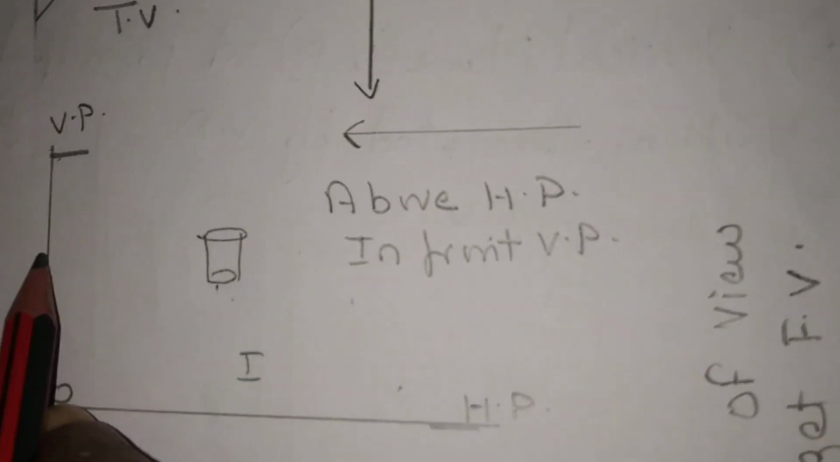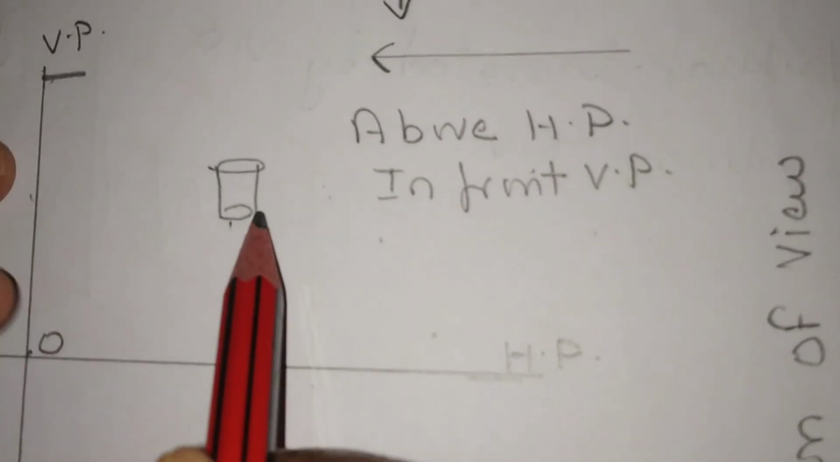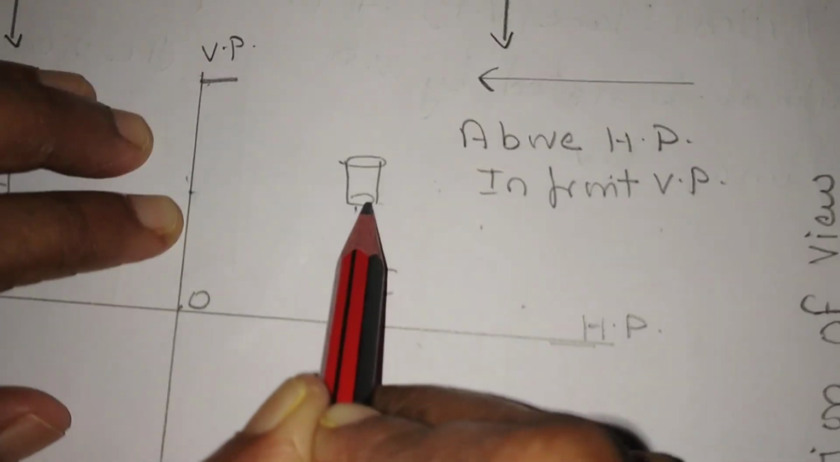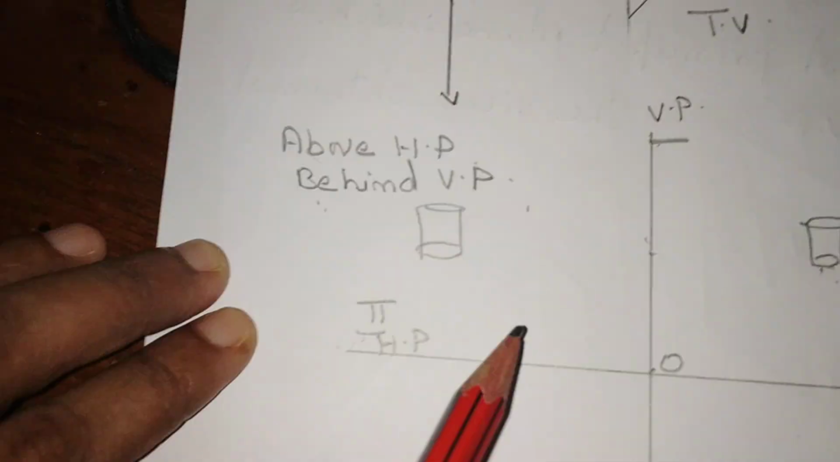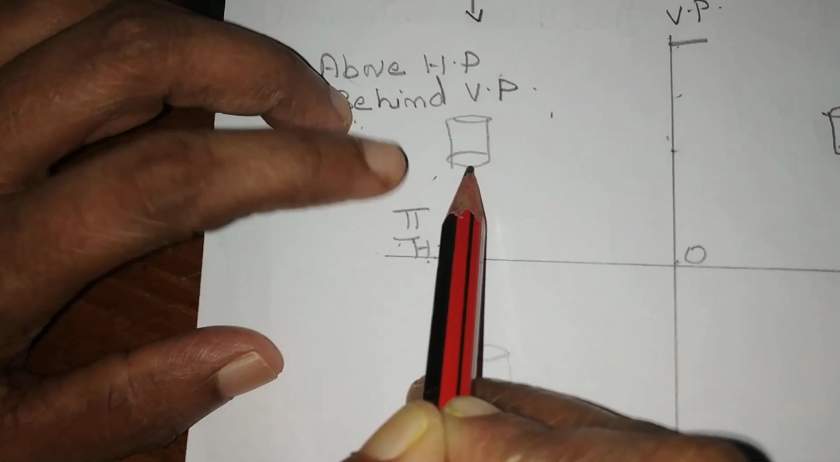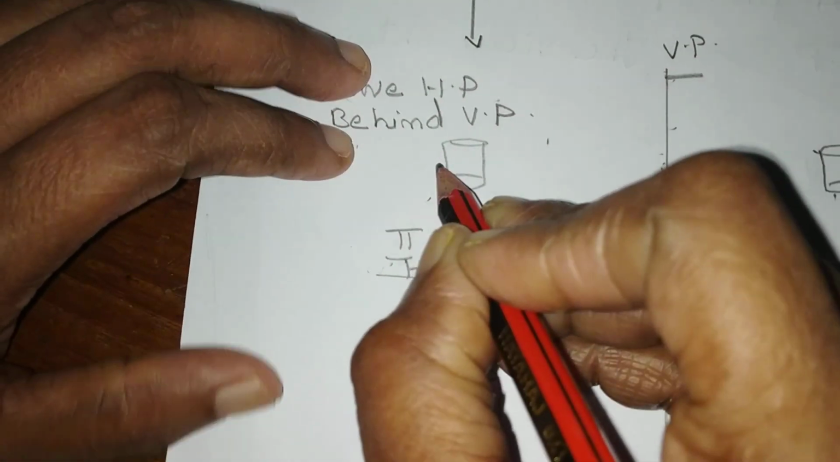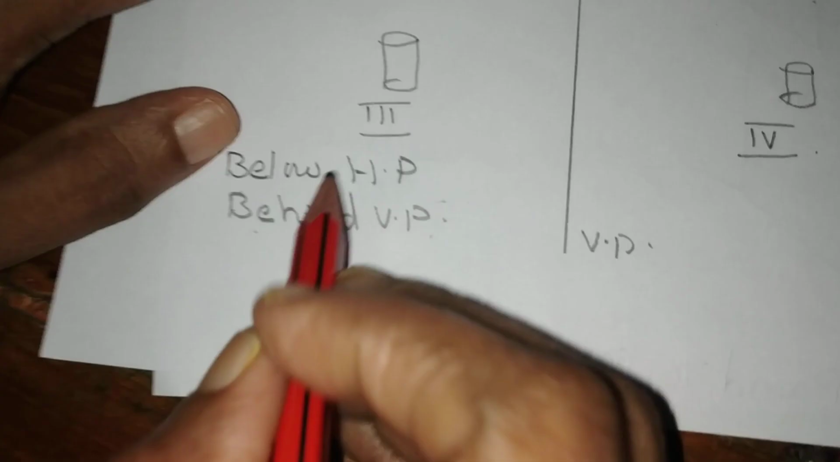So look here. An object which is placed here, this is my HP plane, so it will be above HP. This is VP, so it is in front. Come to the second quadrant. An object placed here: this is HP, this is VP. So obviously it is above HP, and this is behind the VP plane.